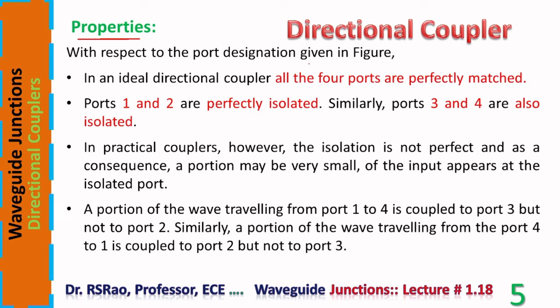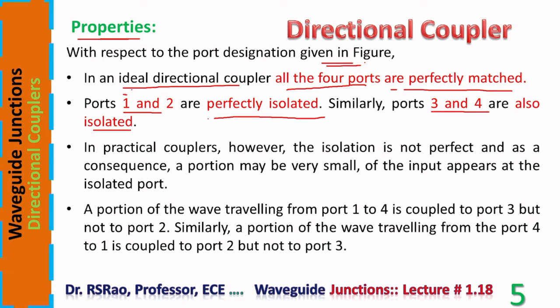With respect to the port designation given in the symbol in the previous slide, in an ideal DC, all 4 ports are perfectly matched to the junction. Ports 1 and 2 are perfectly isolated. Similarly, ports 3 and 4 are also isolated. 1 is the input port, 2 is the decoupled port. There exists perfect isolation, of course, in the ideal case. In an ideal directional coupler, perfect isolation exists between 1 and 2, and between 3 and 4 too.